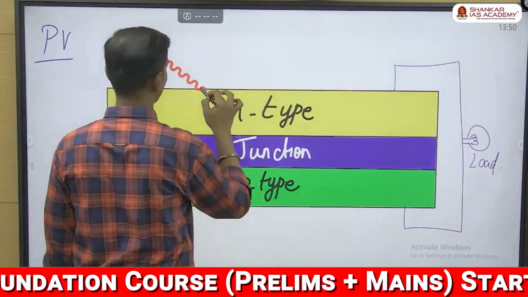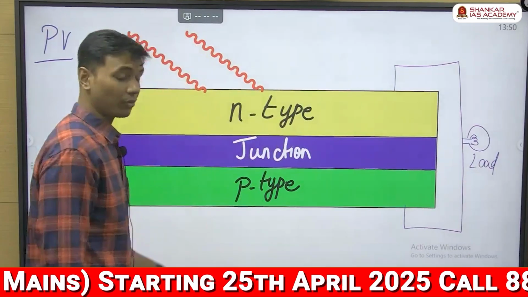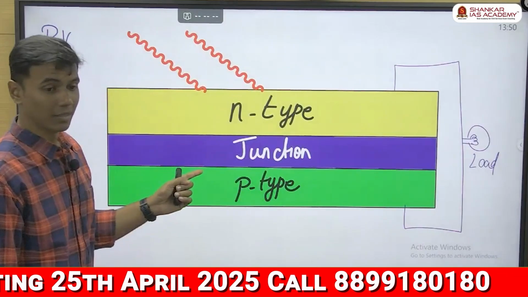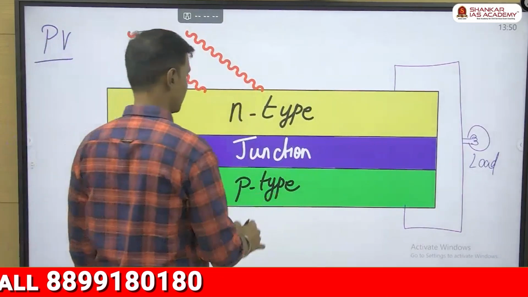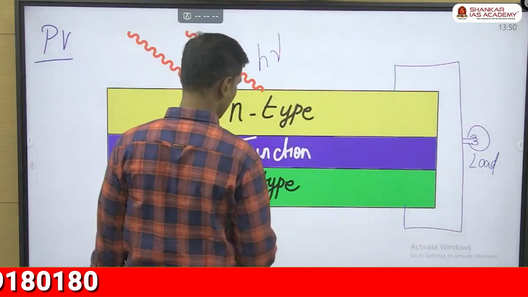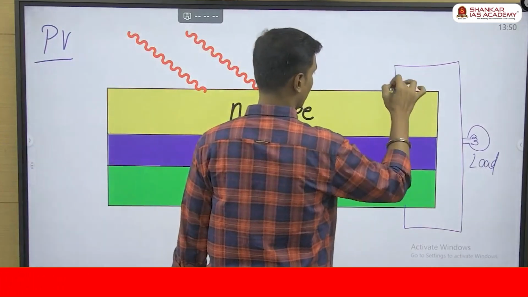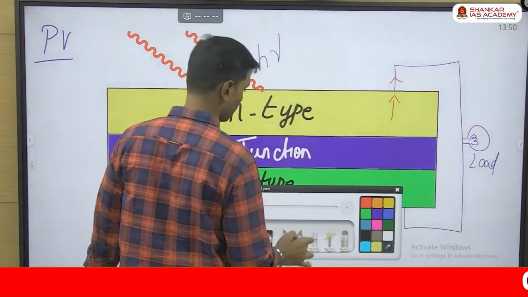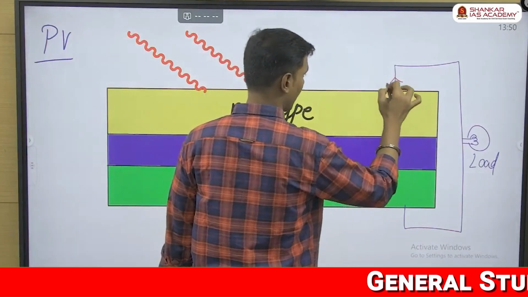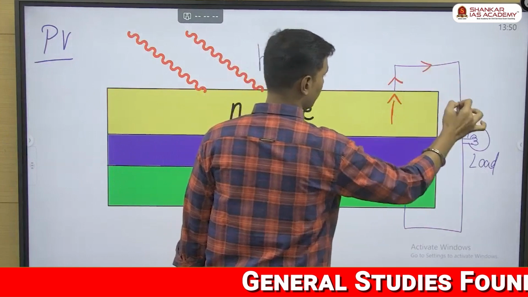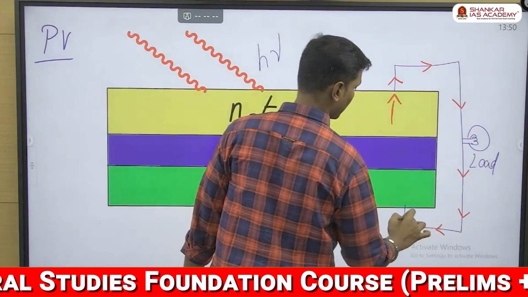Now, sunlight falls on the panel. So when sunlight falls on the panel, what is extra in the N-type semiconductor? Electrons. When sunlight falls with a particular energy, the electrons will be pushed out from the N-type. It will be pushed to the circuit. So the electron starts moving from N-type through the circuit. Movement of electron creates electricity. We have produced electricity here.